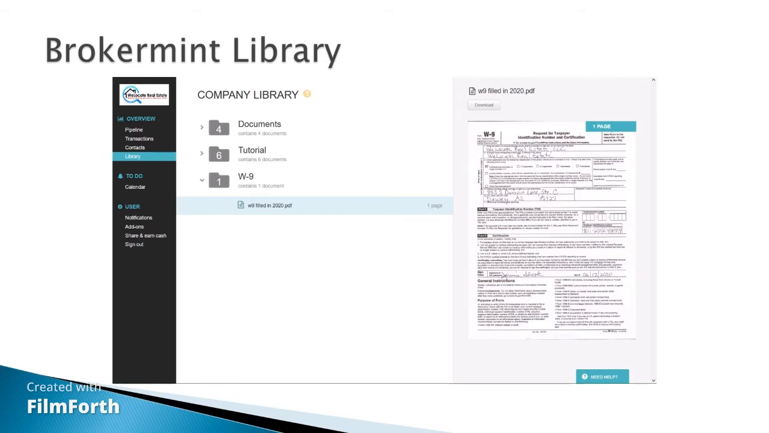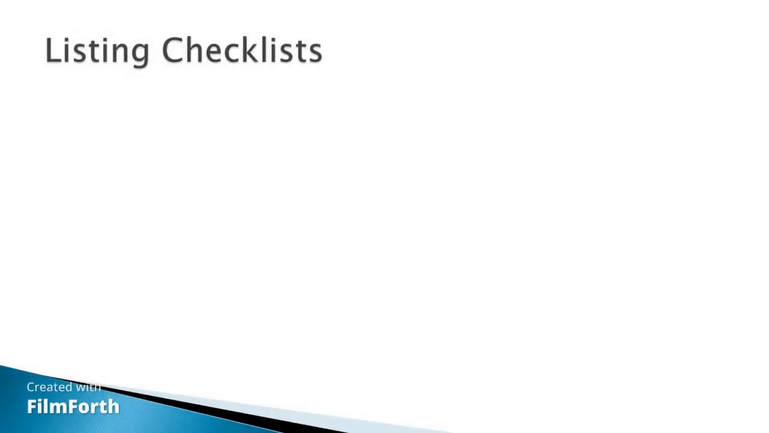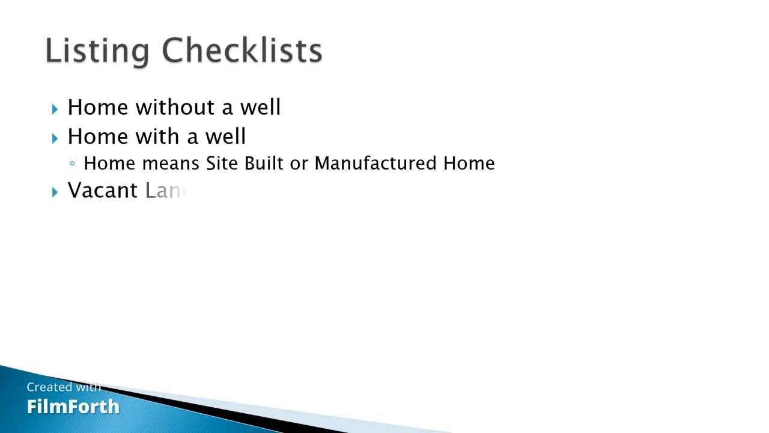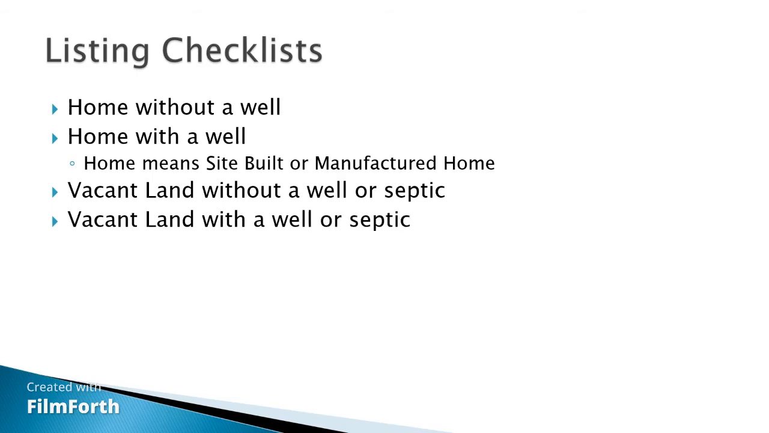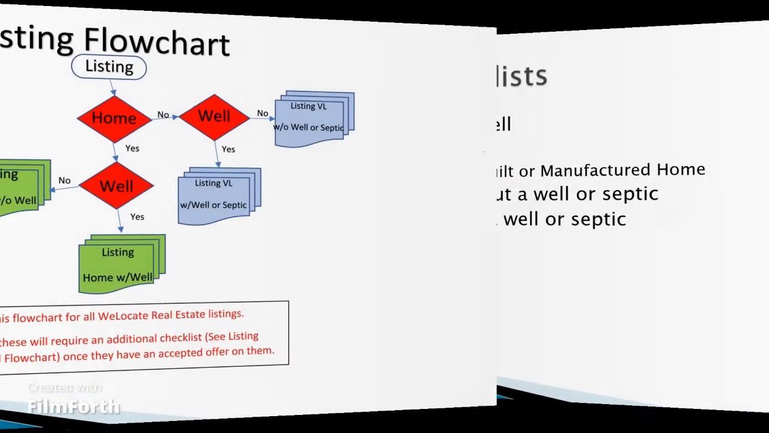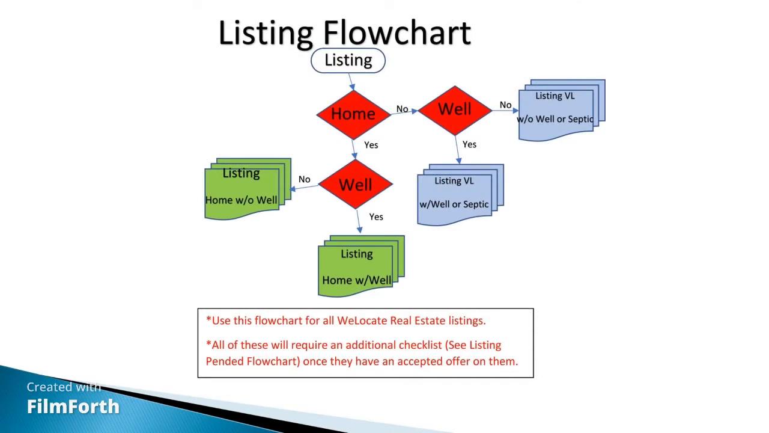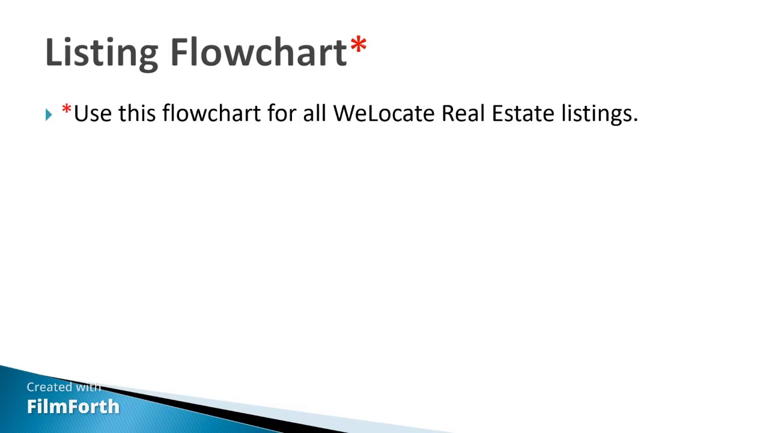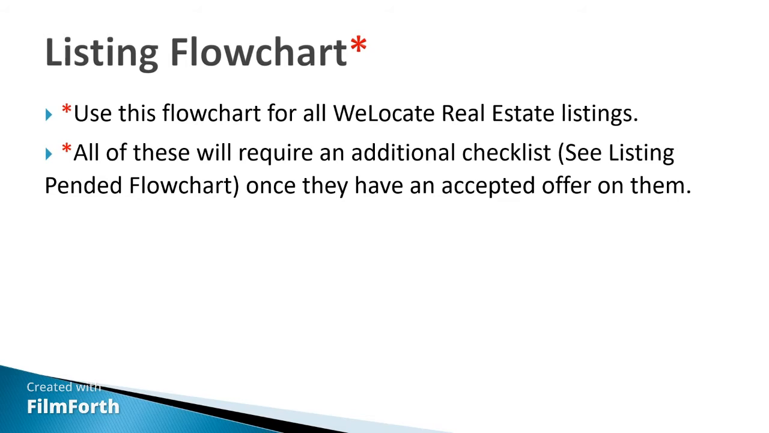Now we're going to get into individual checklists, talking about them and the flowcharts associated with them. Basically, you only have 4 for a listing, and that's the easiest ones to pick from. The listing flowchart looks something like this. Get a better look at it now, and you can tell that it only requires you to know if you have a home or a well. The listing flowchart requires a pended checklist when it's accepted, and we use this for all listings.